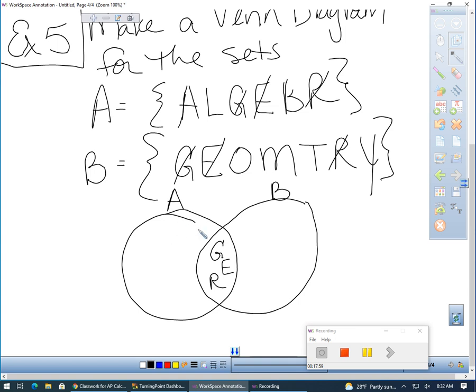All right. So in the rest of my circle here, I'm going to put the rest of our set A, which is an A, an L, and a B. In the rest of this circle, I'm going to put the rest of set B, which is O, M, T, and Y. Okay? All right. Let's do one last example, and I'm done.